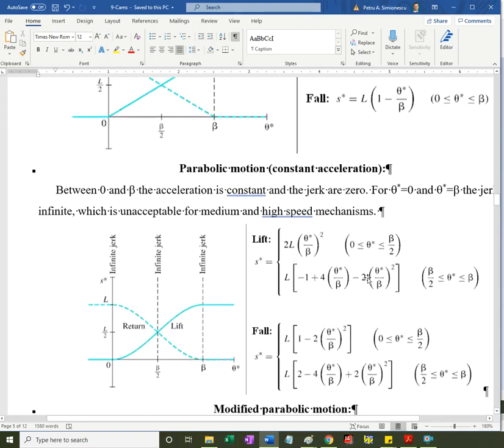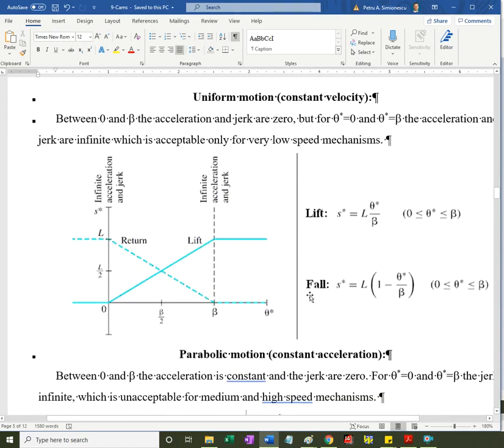Parabolic motion, constant acceleration. Things to comment here is that at the beginning and at the end of the follower motion for both the return and the lift, we have infinite acceleration and infinite jerk. These are not good follower motions for high-speed cams. For slow-moving cams, maybe.